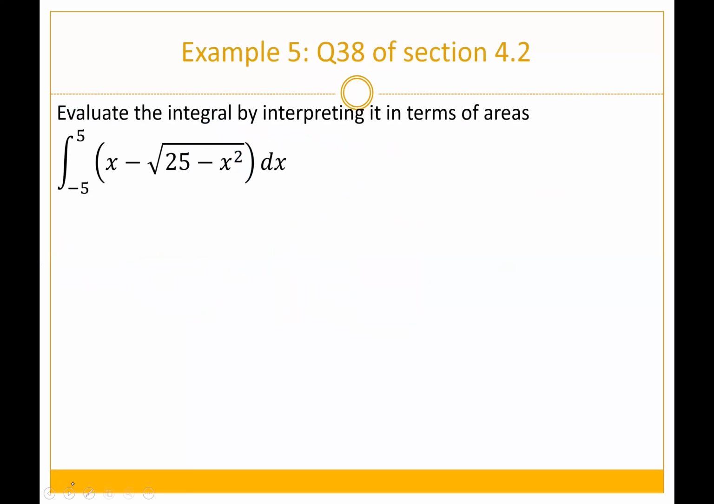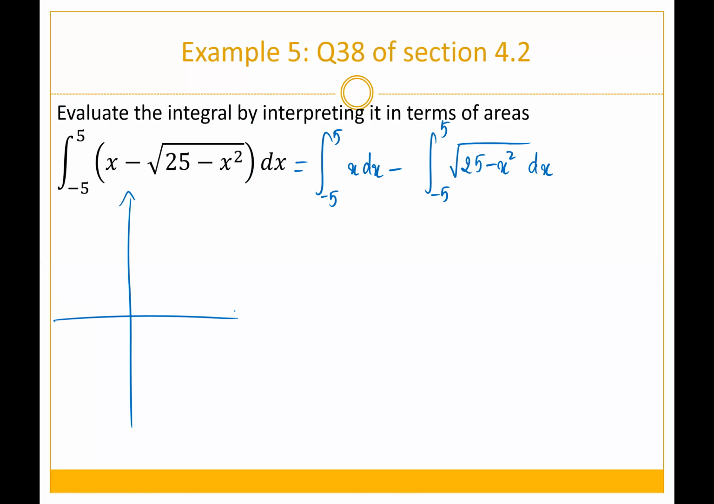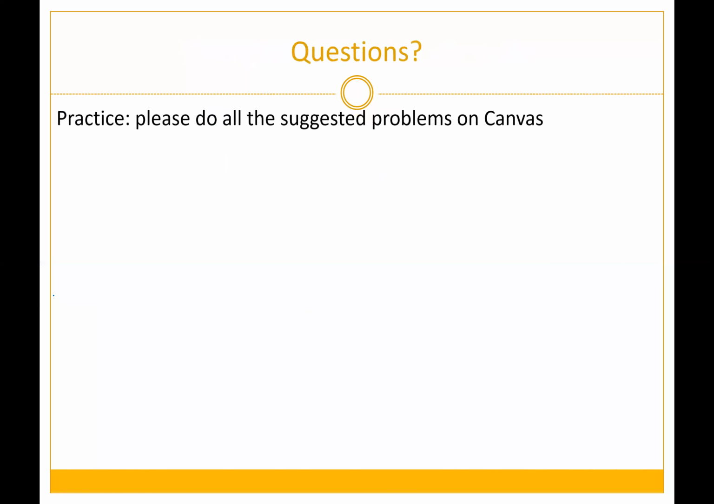So now we have the last question. Example 5 is question 38 of that section. Evaluate the integral by interpreting it in terms of areas. This is a difference, so I'm going to put it in the form of a difference. So you have the integral of x dx minus the integral from -5 to 5 of square root of 25 minus x squared dx. If you look at the end part of the lectures where you were asked to find this integral, you're going to graph each of them individually. So first is y equal to x, from -5 to 5.